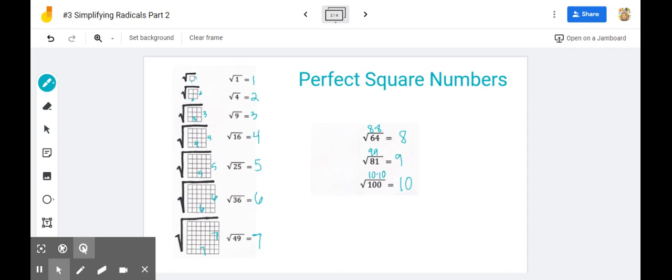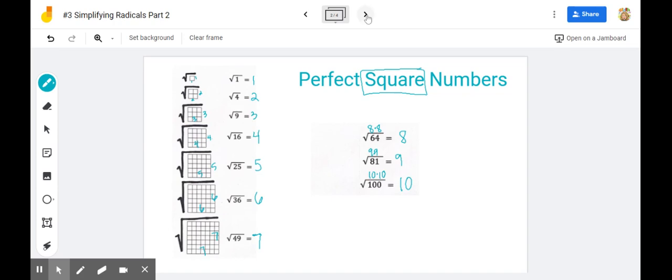So these perfect square numbers, the key here, guys, is that they are square. It means that number times itself. And those are the only numbers that can break out of that radical symbol. So we have to use those to help us simplify.